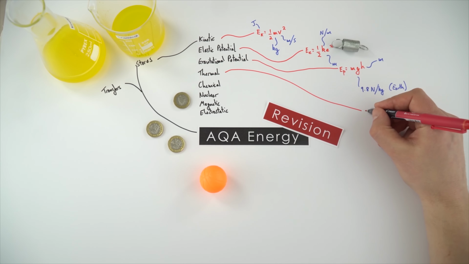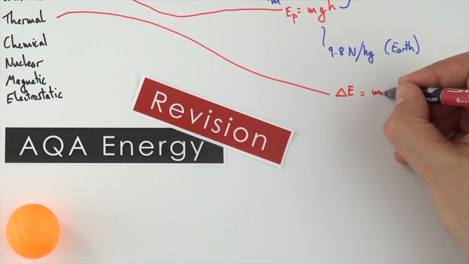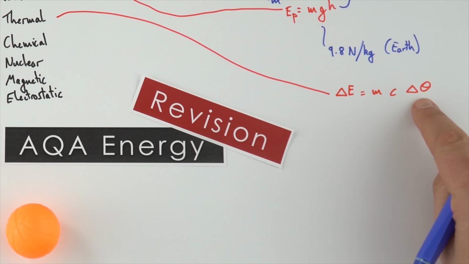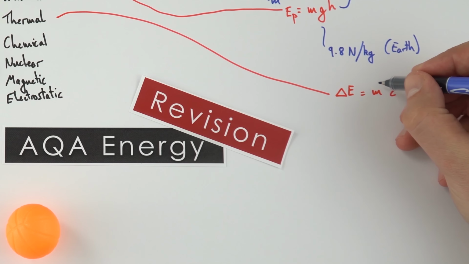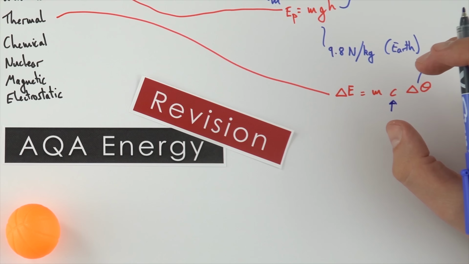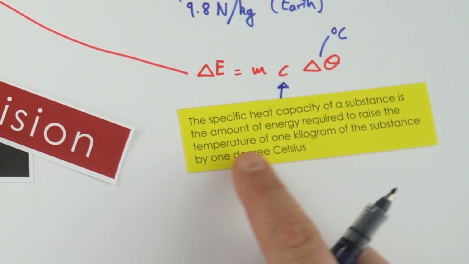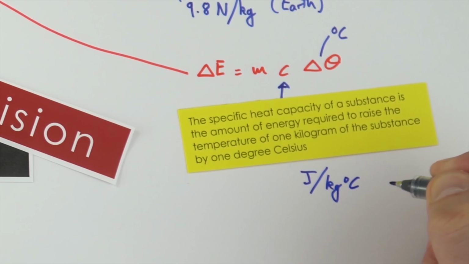When it comes to looking at thermal energy, we can change the thermal energy of something by looking at mcΔθ. Here theta is our temperature, measured in degrees Celsius. We measure our mass in kilograms. And little c is our specific heat capacity. This is the amount of energy required to raise the temperature of 1 kilogram of the substance by 1 degree Celsius. So the unit for this is joules per kilogram per degree Celsius.